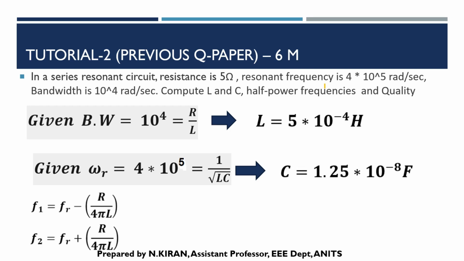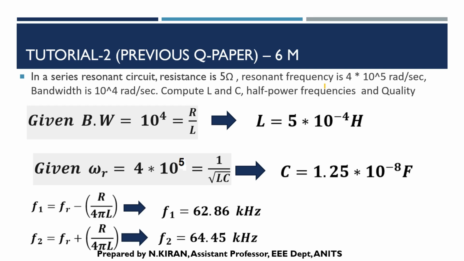The half power frequency expressions we all know in case of series resonance. So substituting the values in those two formulas, we will get the value of F1 to be 62.86 kilohertz and F2 value to be 64.45 kilohertz. Quality factor is the ratio of resonant frequency to bandwidth. Since we know the values of both resonant frequency and bandwidth, by taking the ratio, we will get the value of quality factor to be 40.